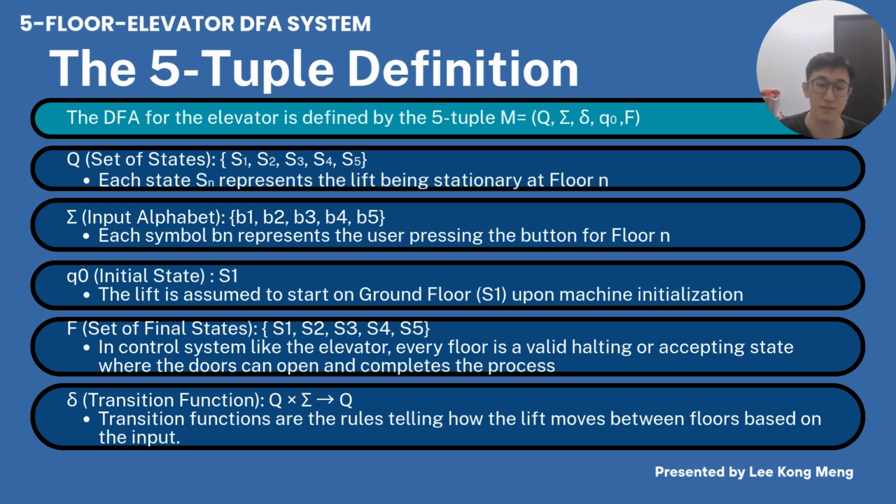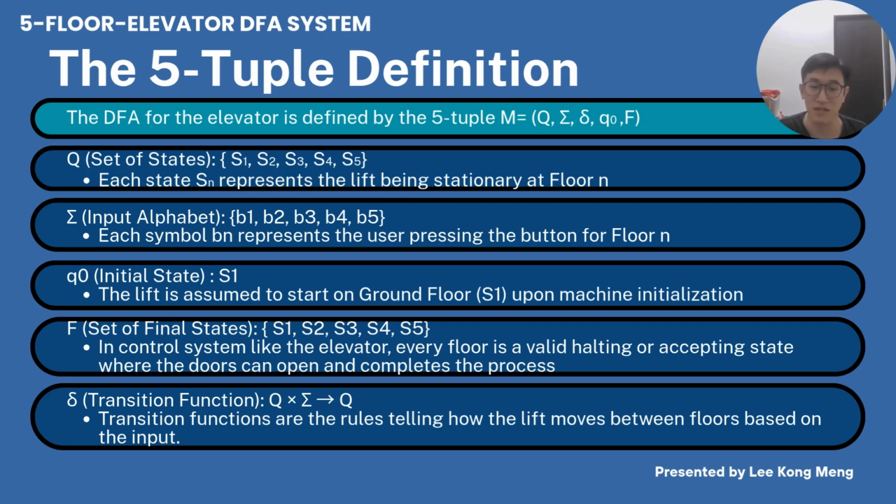Then we have the symbol sigma, which represents the input alphabet. In our case, we have B1, B2, B3, B4, and B5. Each of these symbols Bn represents the user pressing the button for floor N. Then we have the symbol Q0 representing the initial state. The initial state of our system is S1. The lift is assumed to start on the ground floor, S1, upon machine initialization. Then the symbol F is the set of final states. So we have S1, S2, S3, S4, and S5 as our final states.